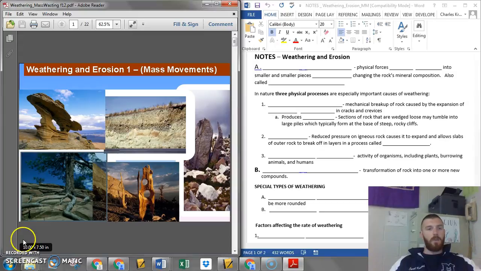Hey guys, today I want to go over weathering and erosion. So as always, follow along here with the notes that I gave in class.